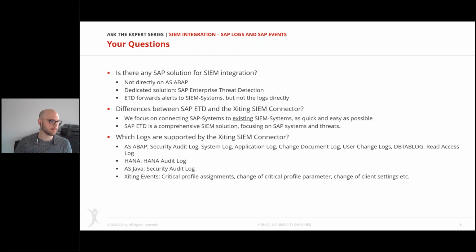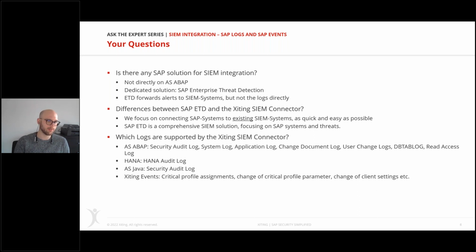In the HANA world, we support the HANA audit log, which is a very customizable and comprehensive log. And on Java servers, currently we only support the security audit log, but it is very easy to extend our connector with new logs. So what we have implemented right now is what we thought is important to get security relevant information, and what customers told us that they need. But still, it's very easy to implement also new logs for this solution.